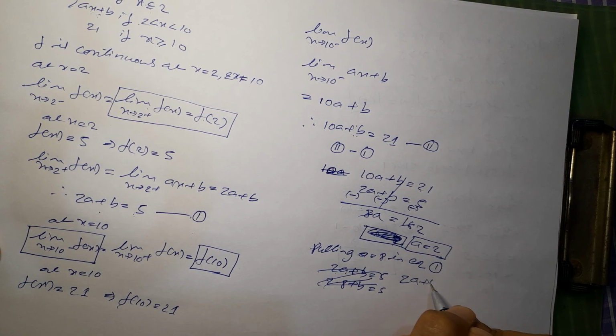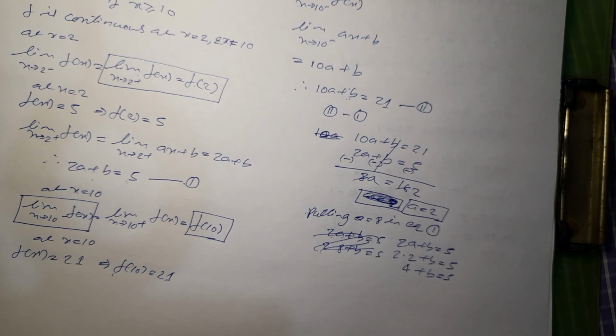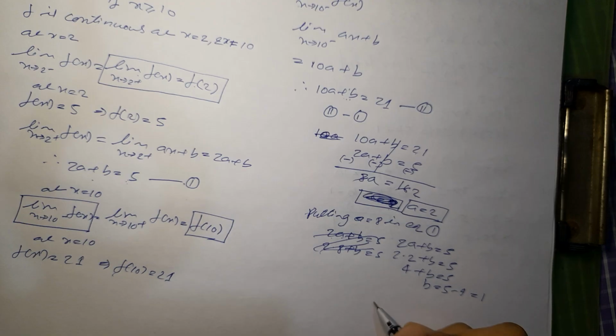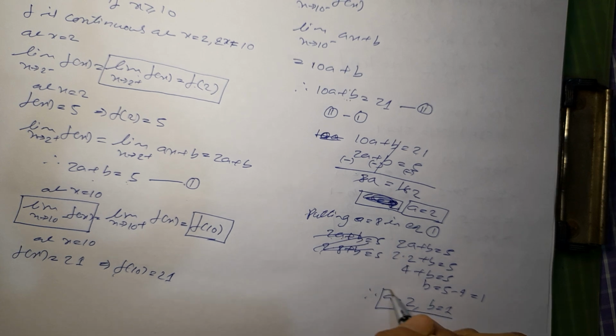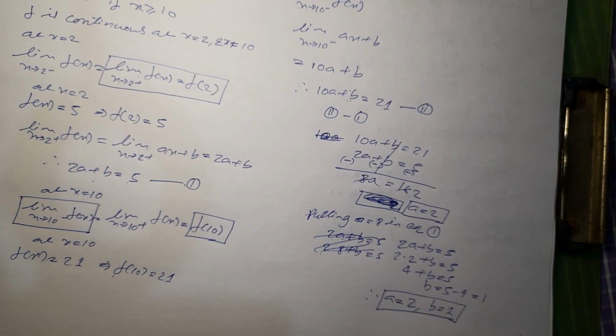So 2a plus b equal to 5, that is 2 into 2 plus b equal to 5. So 4 plus b equal to 5, that is b equal to 5 minus 4, that is equal to 1. So therefore a is equal to 2 and b is equal to 1. So this is the value of a and b when the function is continuous at x equal to 2 and x equal to 10. The value of a is 2 and b is 1.